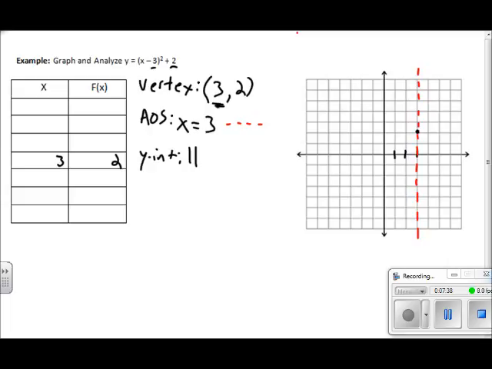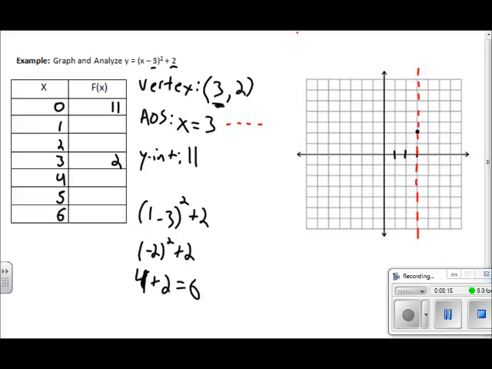Since we know that our y-intercept is 11, that's going to be where x is 0. So if we plot our point 0, 1, 2, 3, 4, 5, and 6, we know that 0 is going to be right at 11, because that is our y-intercept. Now we need to solve for a couple other points here. Again, we just plug some numbers in, like 1 minus 3 squared plus 2. 1 minus 3 is negative 2, squared is 4. So 4 plus 2 equals 6. So when we have 1, we get 6.